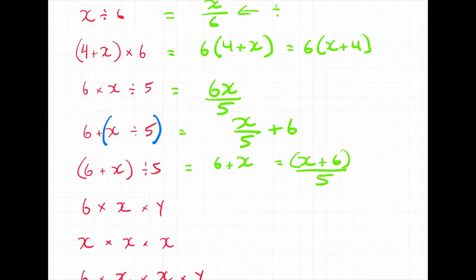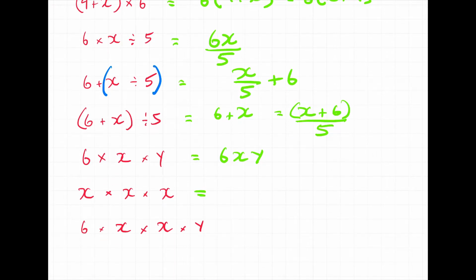Okay, now below that we've got 3 things that are all multiplied together. So again, all I do is just remove the multiplication signs, and that is going to equal 6xy, which means 6 times x times y.